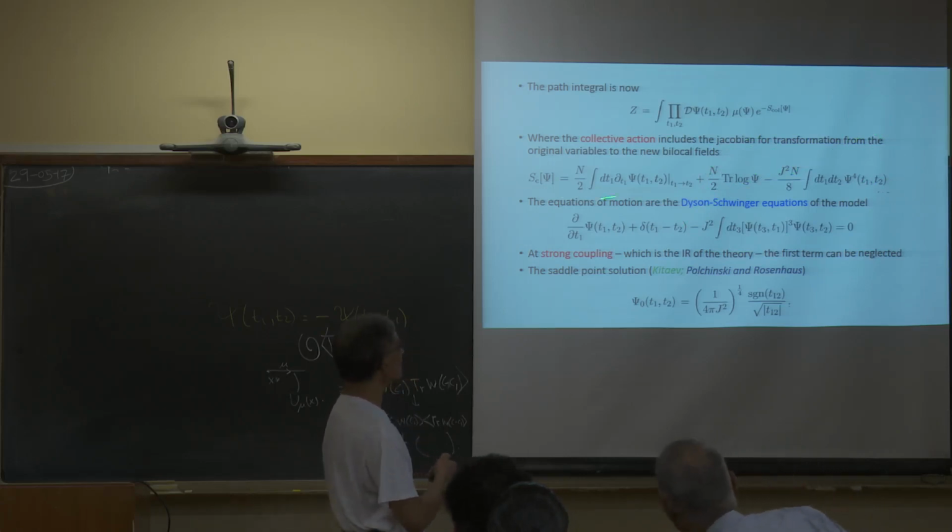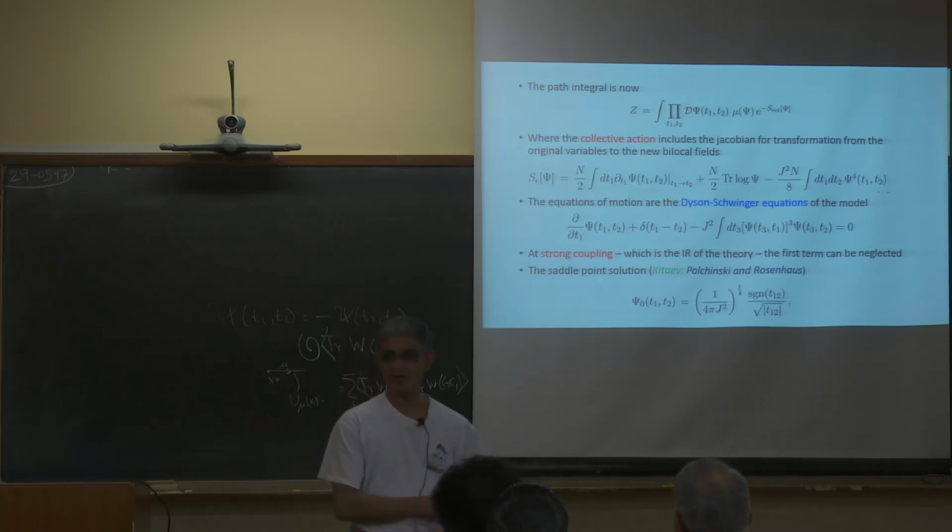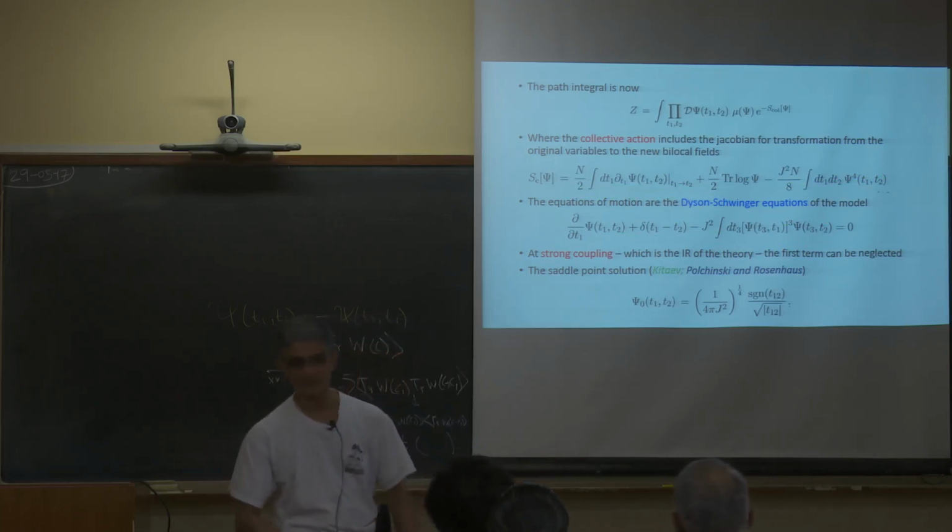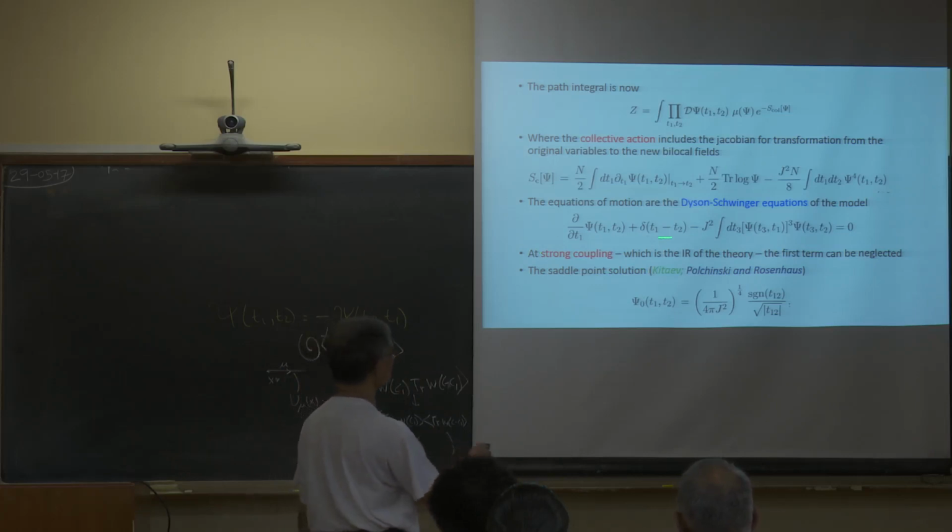The equations of motion which are obtained by varying this action are the original Dyson-Schwinger equations of that model, which you could have derived by summing over ladders or what have you. Okay. So, I have written down what the Dyson-Schwinger equations are.